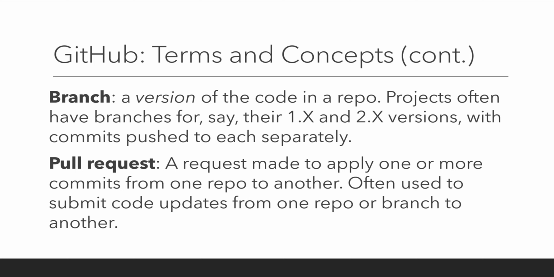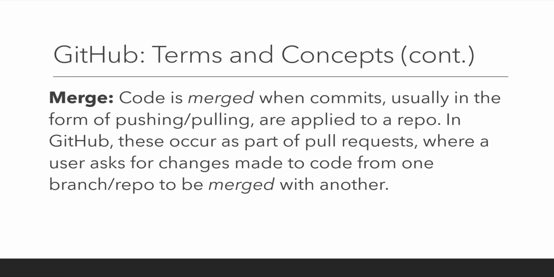So in GitHub terminology, this is a request made to apply one or more commits from one repo to another, and again is often used to submit code updates from one repo or branch, again we can work across branches, to another. This usually makes more sense when we actually look at the site and look at how it uses this terminology, pull requests, especially in terms of another word, merge.